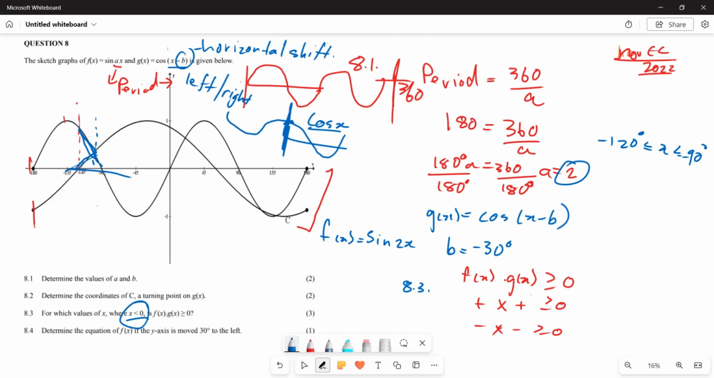Now, if you are moving this graph 30 degrees to the left, how is that going to be indicated? You are going to have sine of 2, then into bracket x, and 30 degrees to the left is going to be plus 30 degrees, isn't it so? Basically, that is going to be the new equation that you're going to have for this graph to be shifted. Then I think that is as far as this question is concerned. Thank you very much.